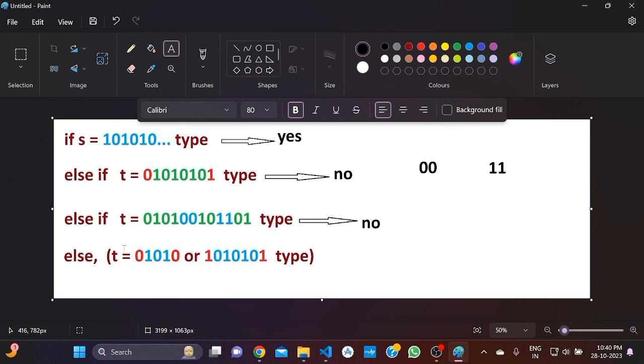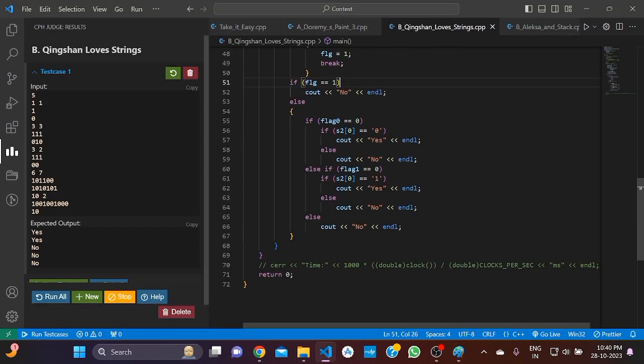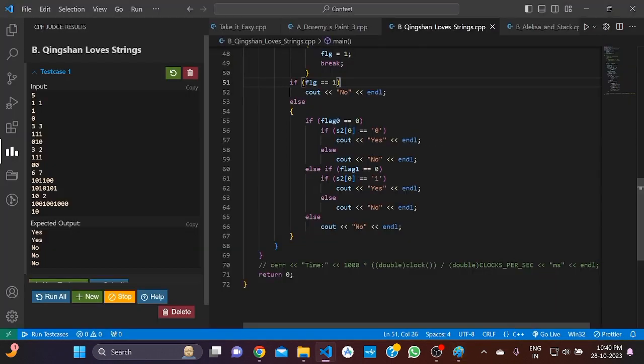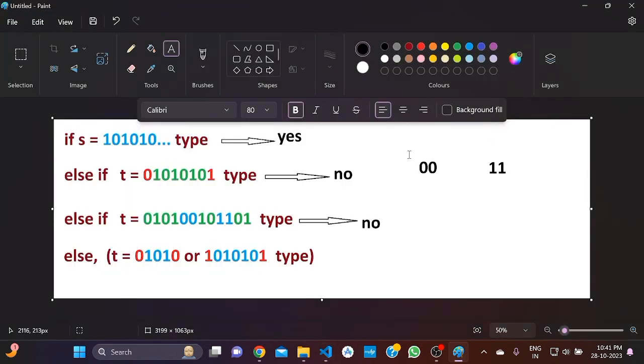And in this else condition, what was the logic? The logic was that if flag 0 is 0, means there are no repeating characters of 0, then your repeating unit is this one, 1 1. So if 1 1 is there, then you have to check that your second string has starting and ending character 0. So if S2[0] is 0, then you have to print yes, otherwise you have to print no. And else if flag 1 equals 0, means your 1 1 unit is not there, so the 0 0 unit was there.